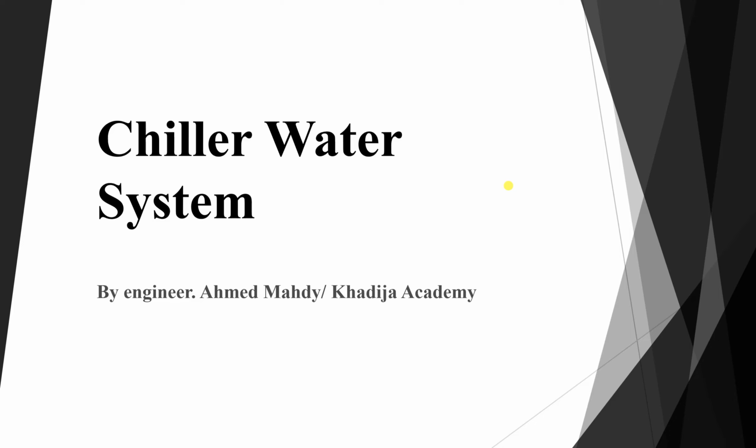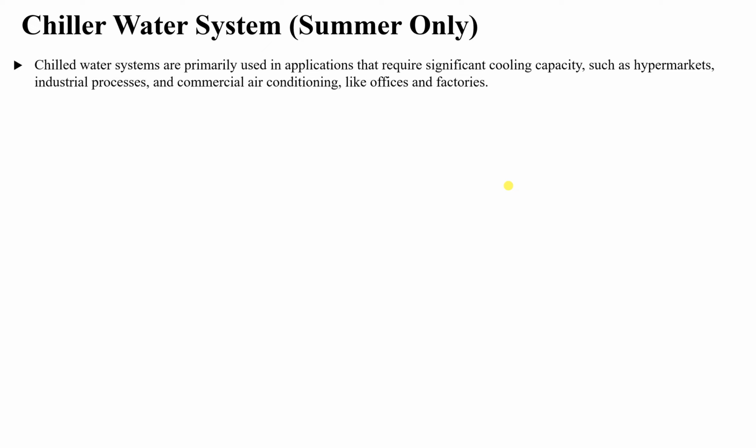So in the previous lesson, we discussed the DX system. In this one, we would like to investigate the chiller water system. The chiller water system is used in applications that require significant cooling capacity, not small capacity like the one which we have used in the DX or the central split units. I'm not talking about this, I'm talking about the one that requires significant cooling.